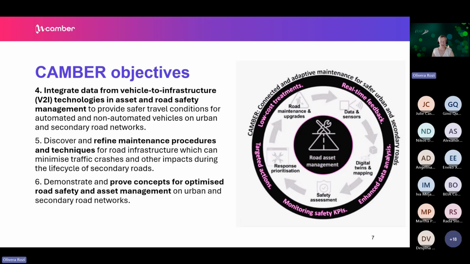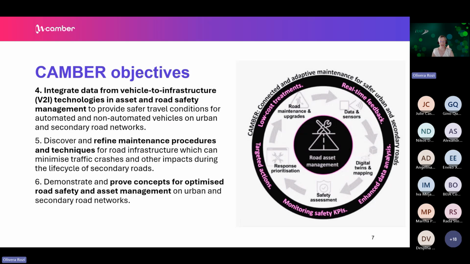And our sixth objective is what Despina mentioned, to successfully carry out pilot projects in 5 countries and 5 specific places, and adapt the solutions that will be proposed in Camber for different road networks. We are really going to have this secondary and urban network at the core of the designs of what we are going to produce.